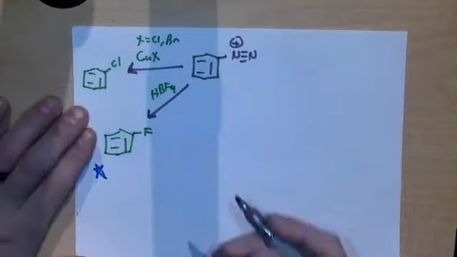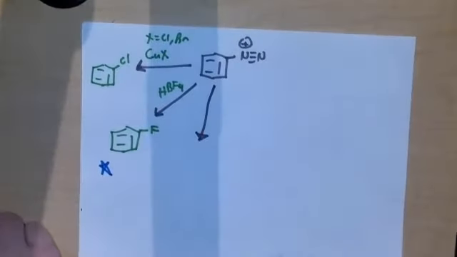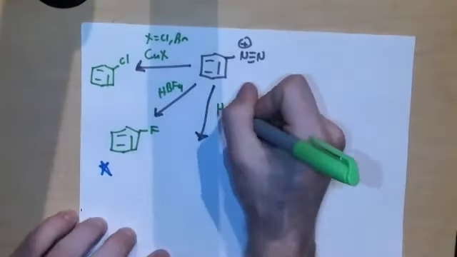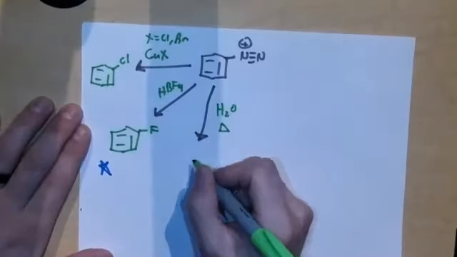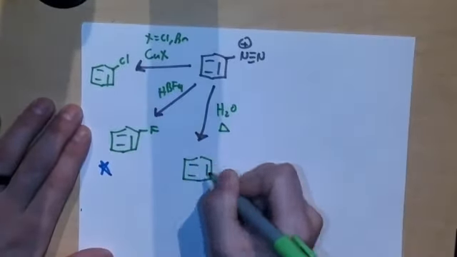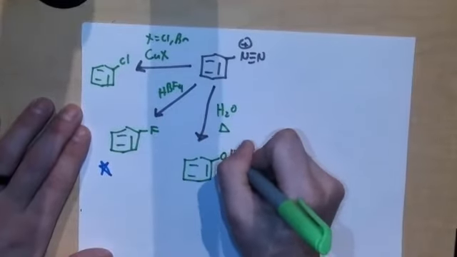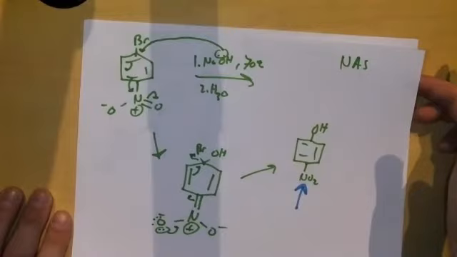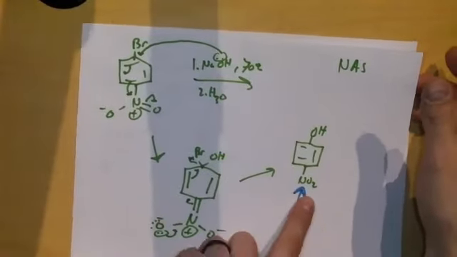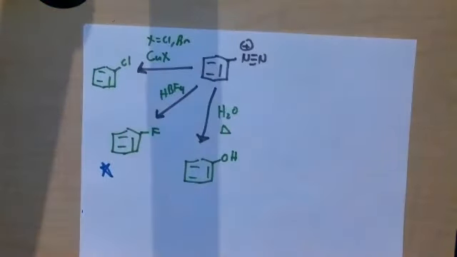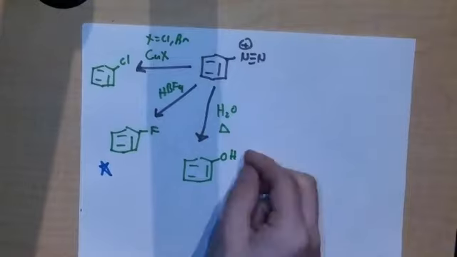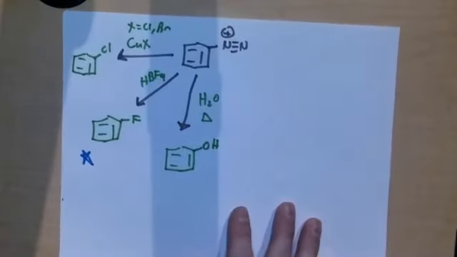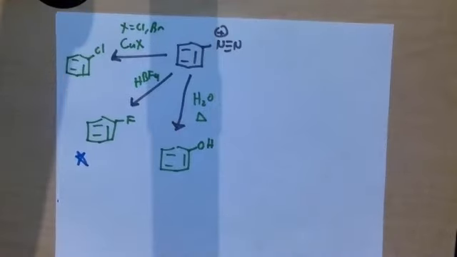All right. Throwing in H2O and heat is going to let us make an alcohol. This is really useful because unlike this NAS pathway that we went through earlier, where we had to have this amine or this nitro group here for this reaction, we can avoid that entirely and add an alcohol to something that is just a bare benzene ring.